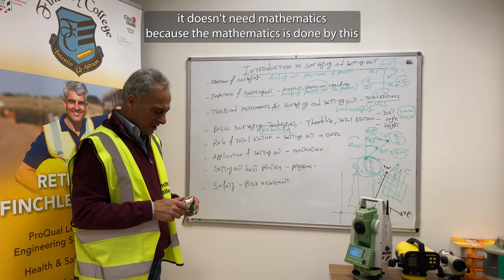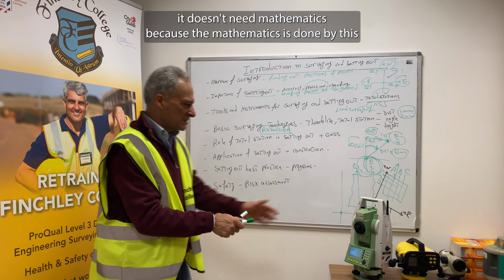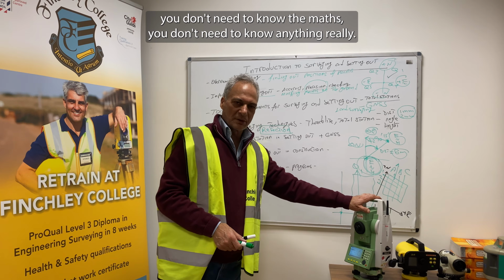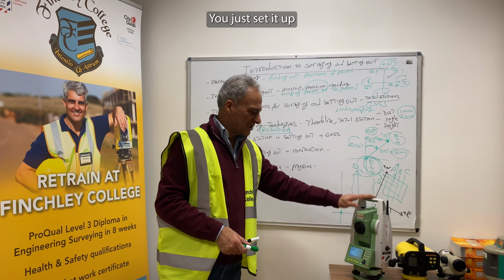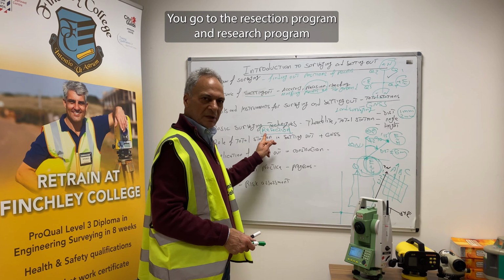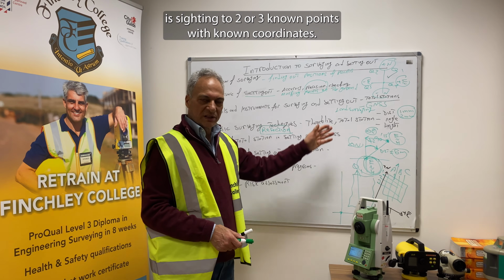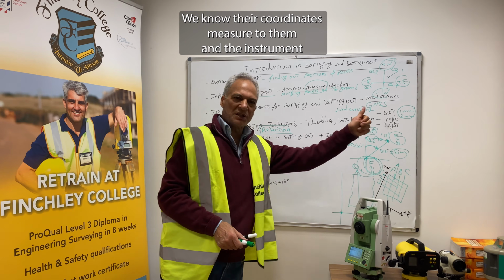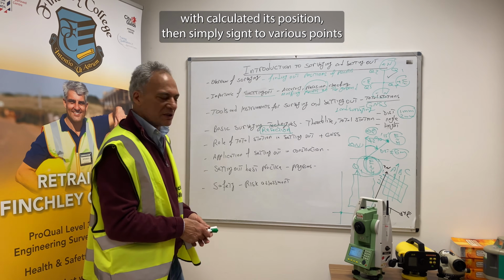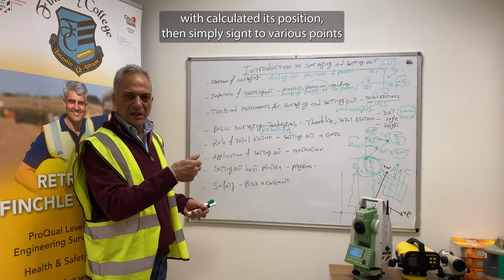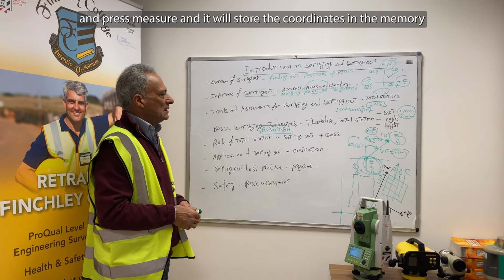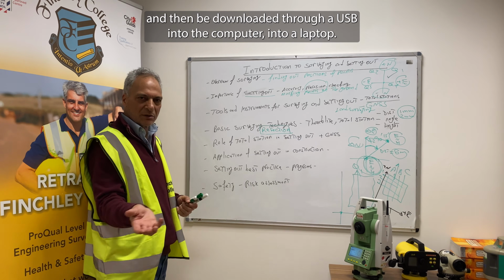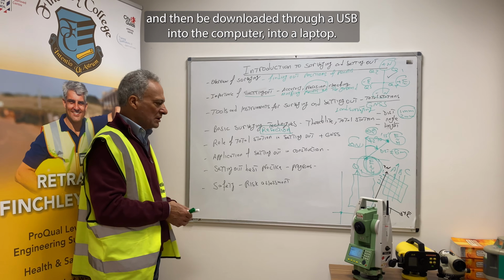That is all the surveying is about. Anybody can do that. It doesn't need mathematics. The instrument does all the maths. You don't need to know the maths. You just set it up. You go through the resection program. The resection program is sighting to 2 or 3 known points with the known coordinates. We know the coordinates. Measure to them, and the instrument will calculate its position. Then simply sight to various points and press measure, and it will store the coordinates in the memory. And then we download it through a USB into a laptop.